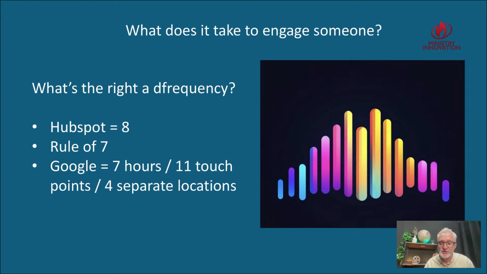Google did a bunch of research, and their research indicated the 7-11-4 rule. This means 7 hours of content, 11 touch points on average over 4 separate locations are required to change somebody, to engage with your business, your service, your church. So 7 hours of content, that's a lot of different content.